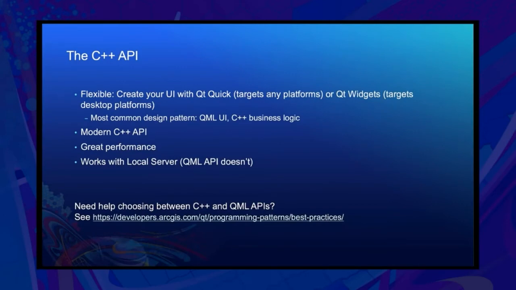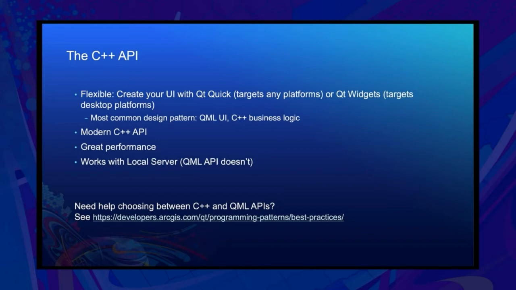Next, I'll talk about the C++ API. With the C++ API, it's very flexible because you can create your UI with Qt Quick or Qt Widgets. So like I mentioned earlier, Qt Widgets, if you have really specific desktop needs, some components that are really fine-tuned for desktops, you'll probably need to use widgets for that. But for more cross-platform applications that run on mobile platforms, Qt Quick is the way to go.